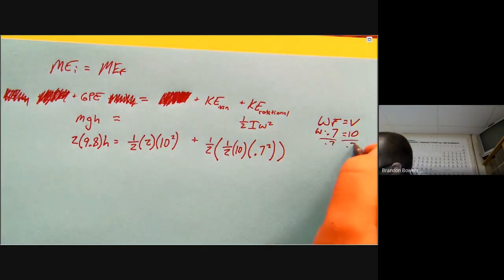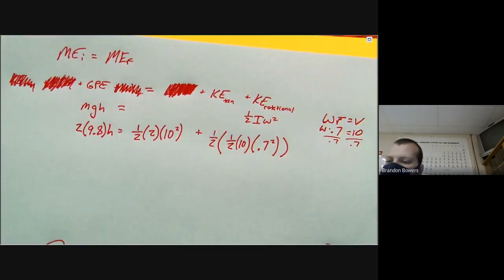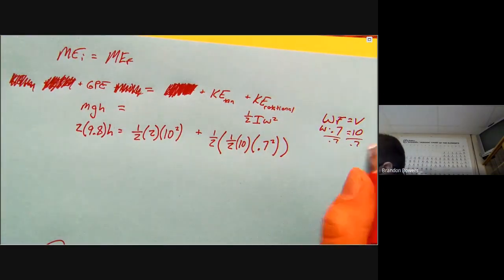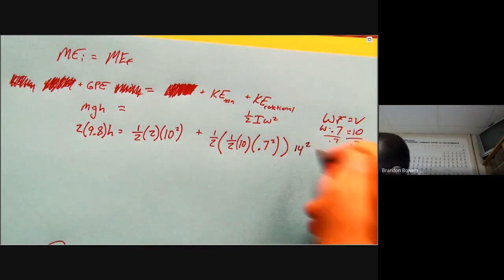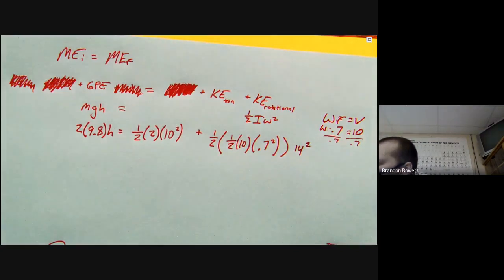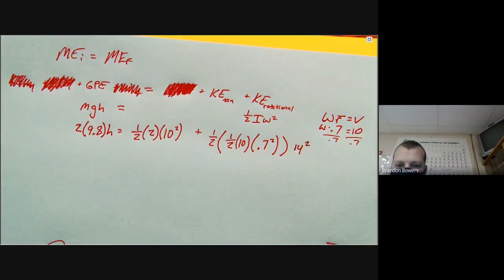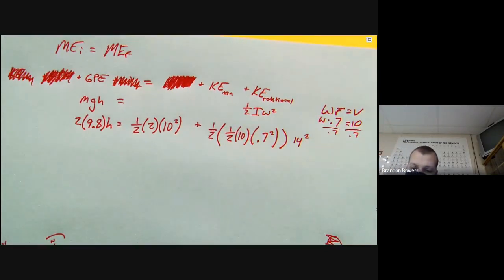My calculator's in the wrong mode. It'd be 14. Is it 14? Yeah. Okay, so I'm going to have 14 squared, because that's omega squared. Does that make sense where I got all those numbers? Surprisingly, yes. So plug this all in your calculator.